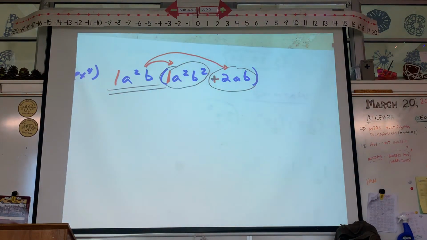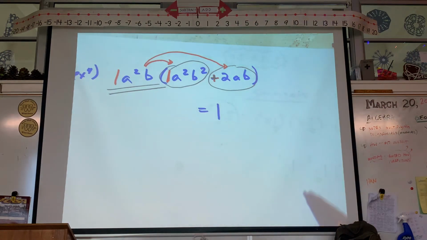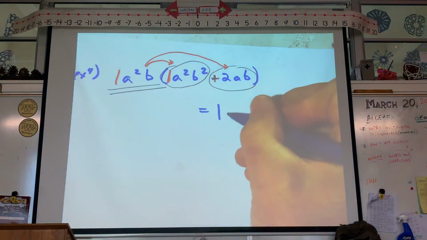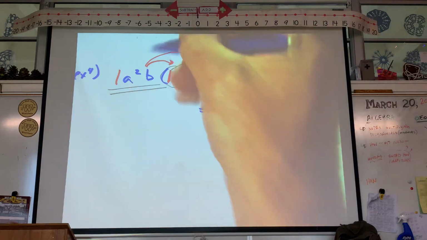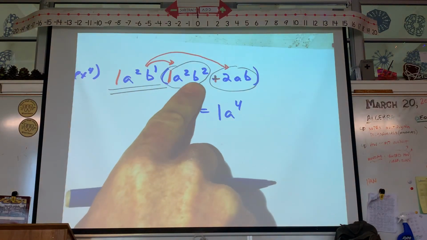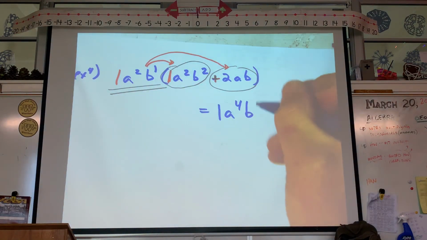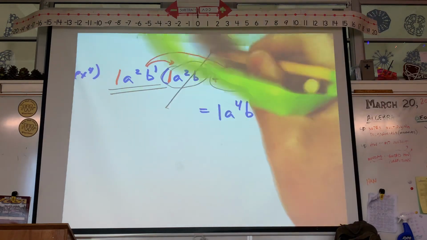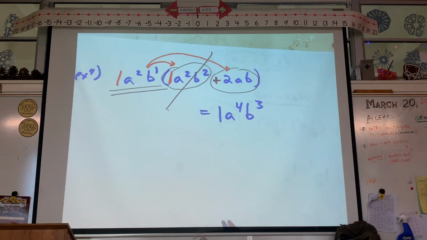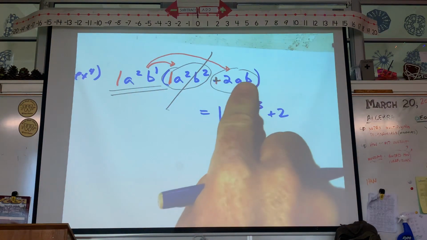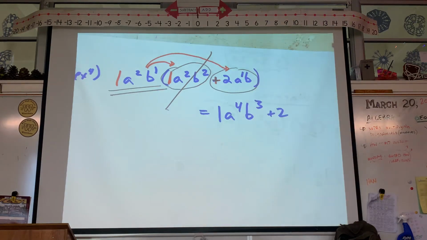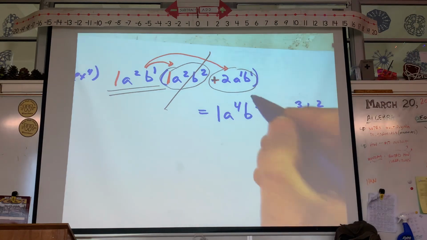1 times 1 equals 1. A squared times a squared is a to the 4th. B to the 1st times b to the 2nd, I've added the exponents, it's b to the 3rd. I'm done with this term. Let's cross it off. Next, 1 times 2 is positive 2. A squared times a to the 1st, excuse me, is a to the third. And b times b is b squared. This is the answer. That's it.